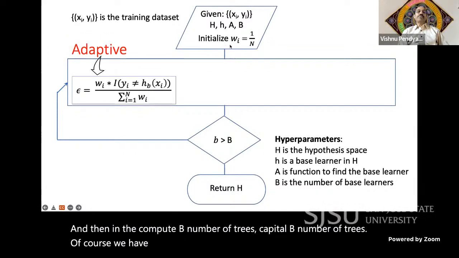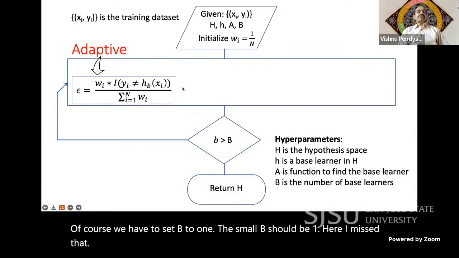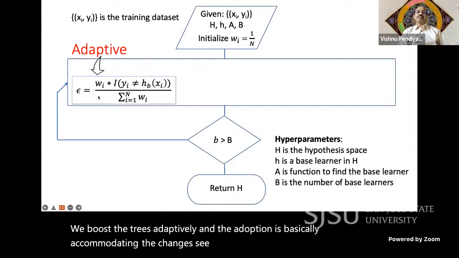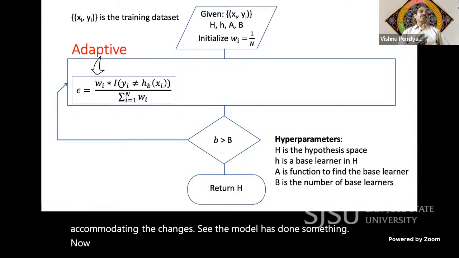Because we have to set b to 1. The small b should be 1 here. I missed that. So we boost the trees adaptively. And the adaptation is basically accommodating the changes. See, the model has done something. Now, how do you adapt to that change?